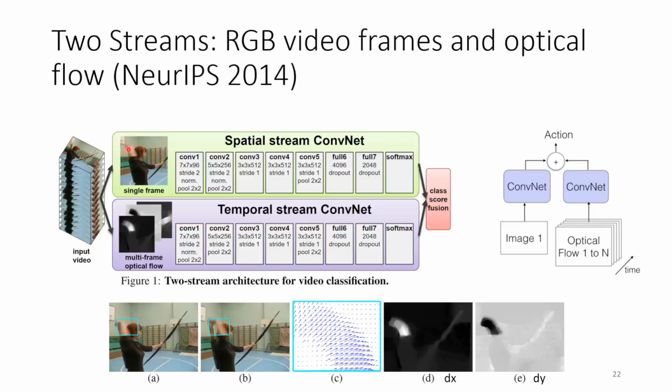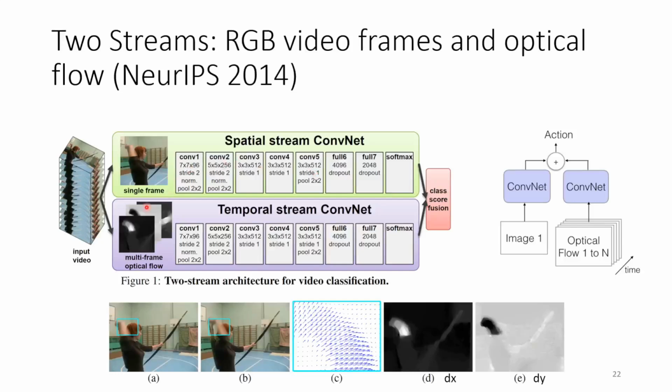Given a video, because a video is a temporal sequence of frames, first you can analyze the single frame like this. How do you extract the representation of a single frame? Just use a convolutional network. Here you can see convolution 1, convolution 2, convolution 3, and then finally you will have a representation.